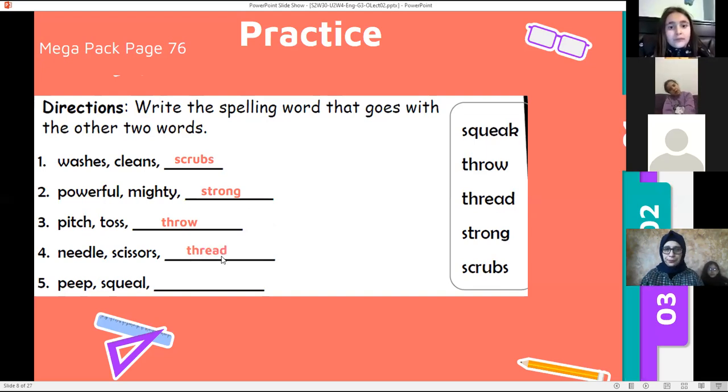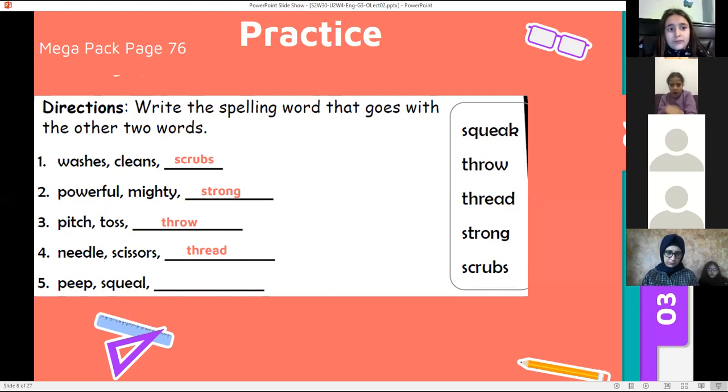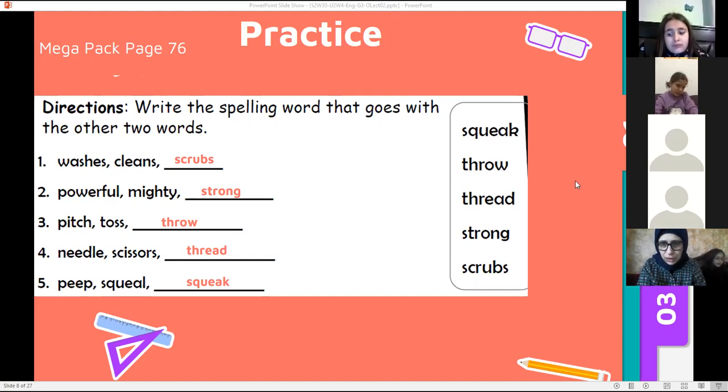Number five, Malak. Yes, miss. Peep, peas. Squeal? Squeak. Peep is the sound of a car's horn, right? Squeal is the sound of an animal. Squeak. Yes, squeak. Squeak is the sound of a rock. Now, Hashem, could you please mute? Okay, thank you. Okay, bravo, miss.